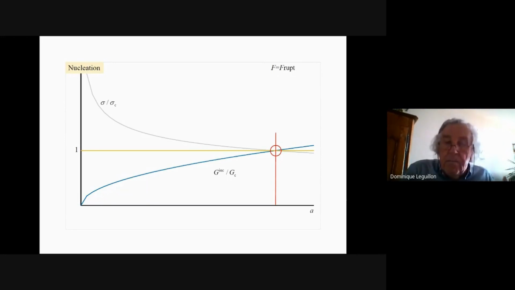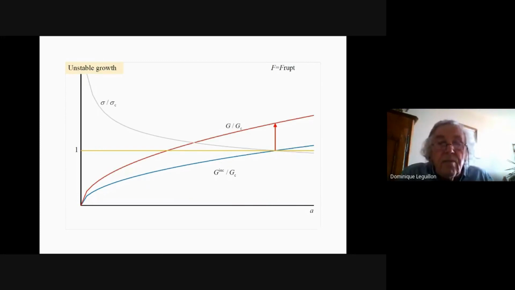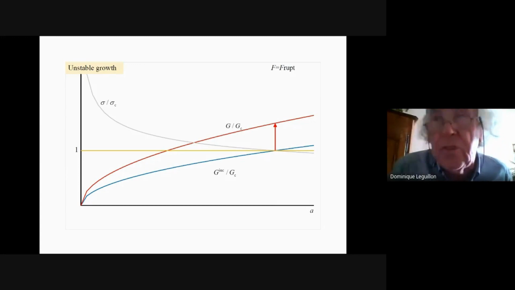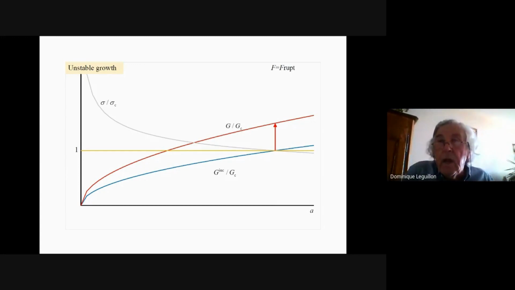But now, there is a crack with length A0, for instance. If there is a crack, I can refer to Griffith's condition to study if this crack will go on growing or not. You can see there is a crack with this length. I calculate G now, the energy release rate defined by Griffith, and I find that it's far above GC. It means that from that point, the crack grows in an unstable manner, okay?